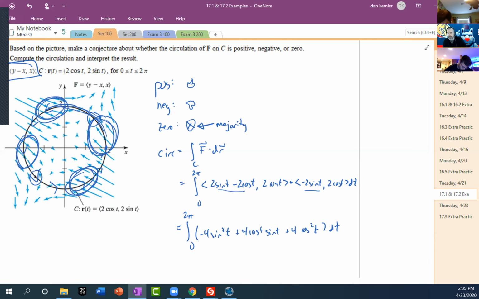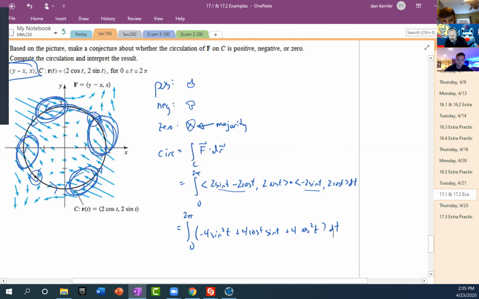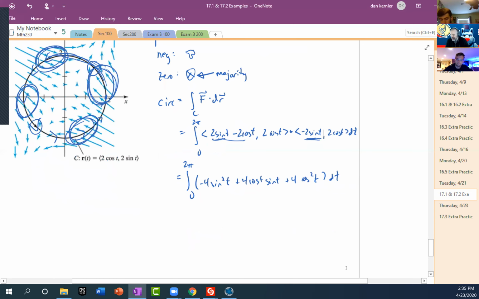Oh no, that's not good. I was hoping to get sine squared plus cosine squared again. Let me double check. Yeah, it's definitely positive 2 sine t because it's y minus x. And then over here, it's definitely negative 2 sine t. Shoot.